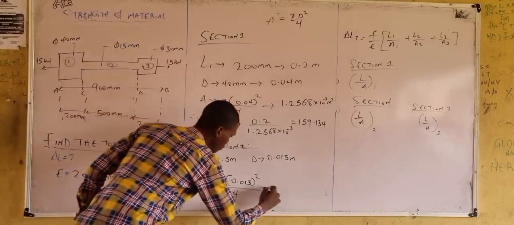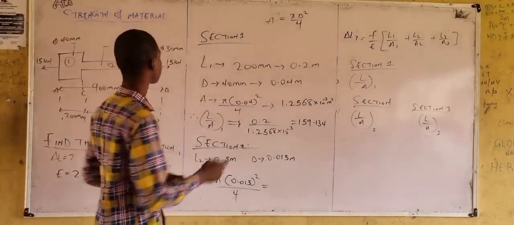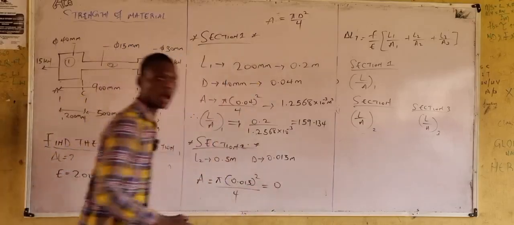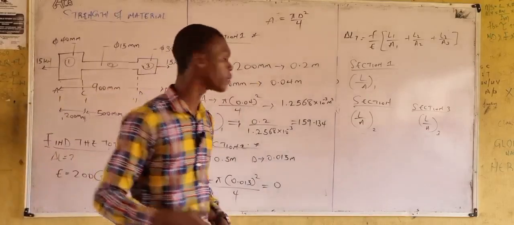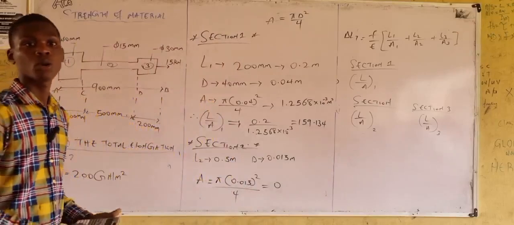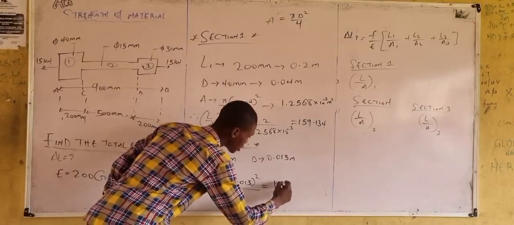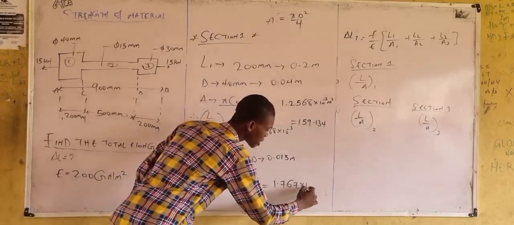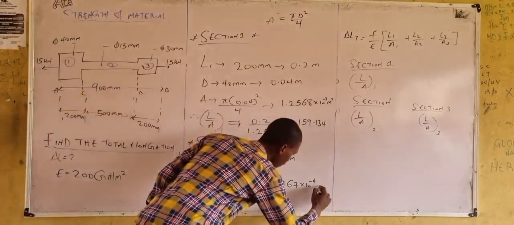What's the value? Let's get the value. What do we have? 0.01178. Are we all going with that? Please, let's confirm. Press your calculator. What do you have? 0.015 squared, times pi, over 4: 1.767 times 10 raised to power minus 4 meter square.